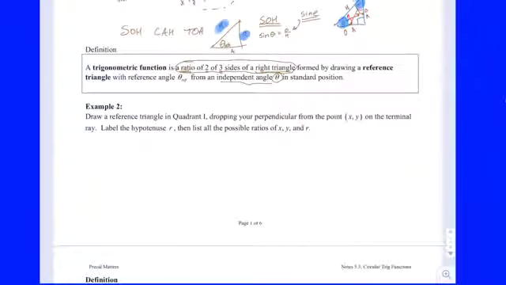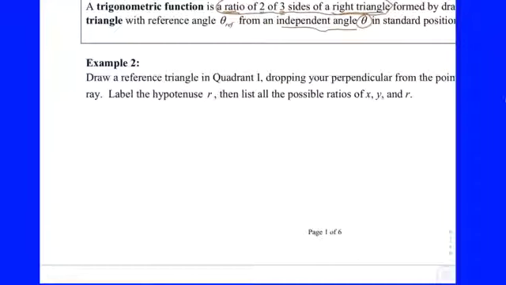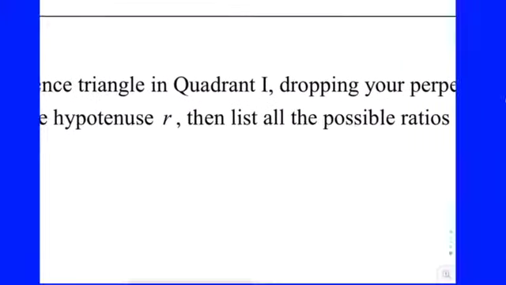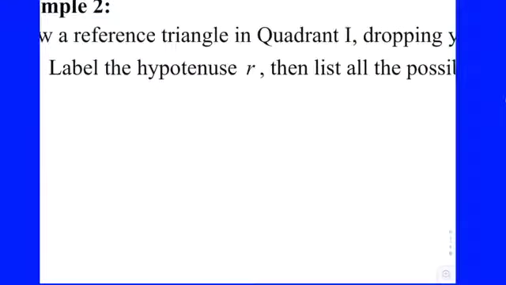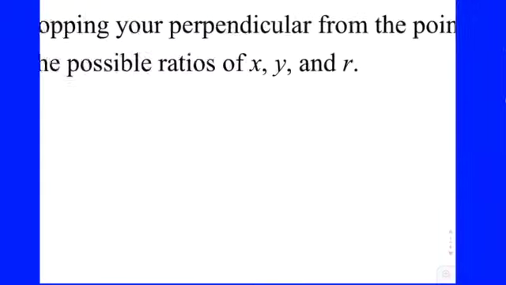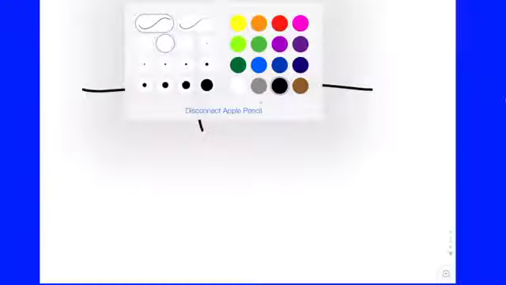Okay. Draw a reference triangle in quadrant 1. Okay, here's what we're going to do. We're going to draw a reference triangle in quadrant 1, just because it's easier. We're going to drop our perp from the point x, y on the terminal ray, and then we're going to label the hypotenuse what? R. And then we're going to list all the possible ratios of x, y, and r. Ready? Okay, so here we go. We are going to come up with all of the trig functions. So here is my independent choice of theta. This is important. You can rotate however far you want and stop, right?